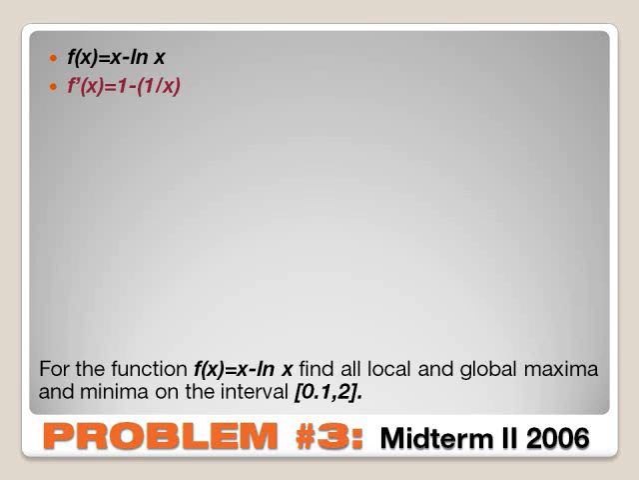By using the power rule and an exponential rule, we discover that the first derivative of f of x is 1 minus 1 over x. We discover the second derivative is equal to 1 over x squared.